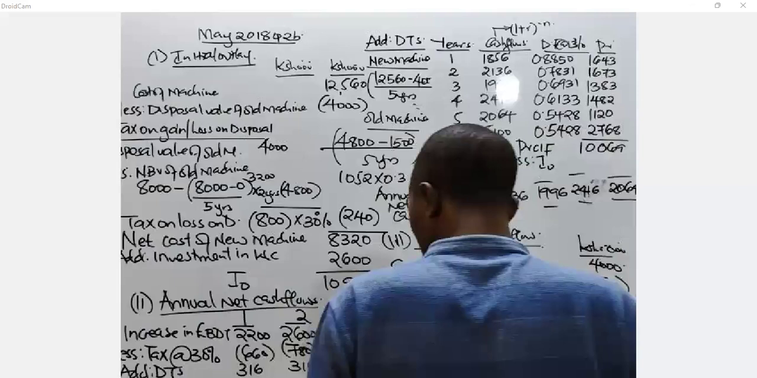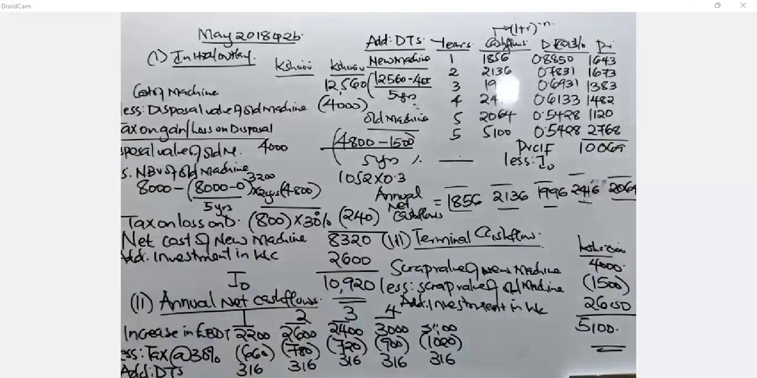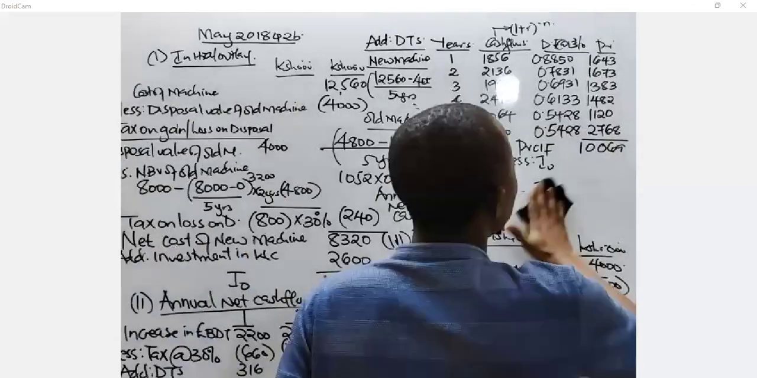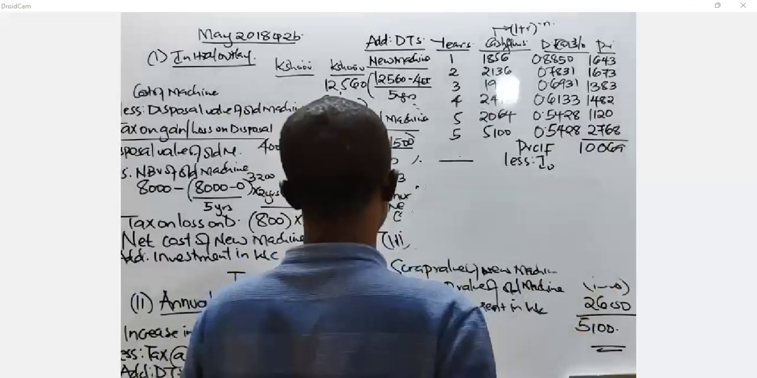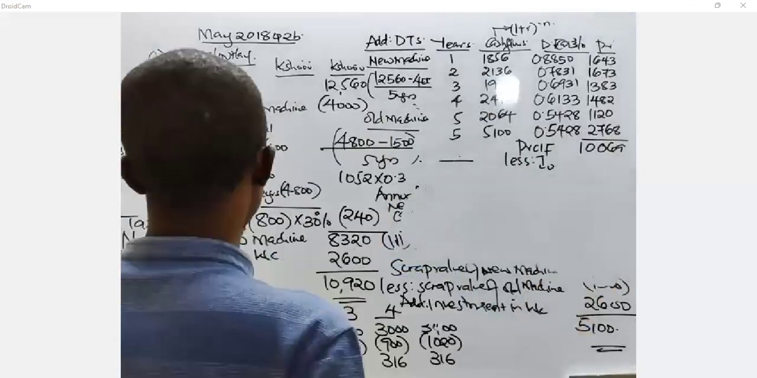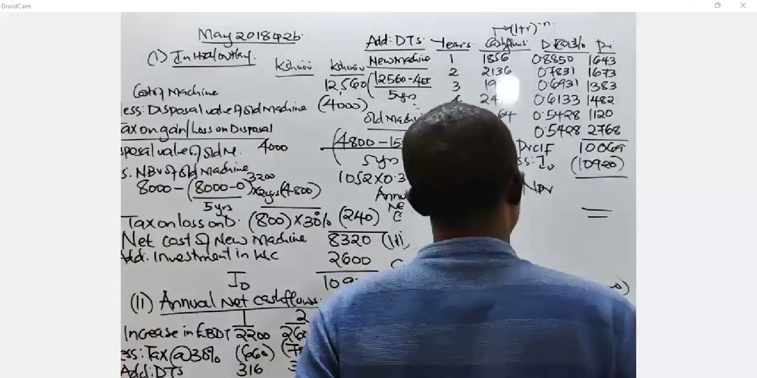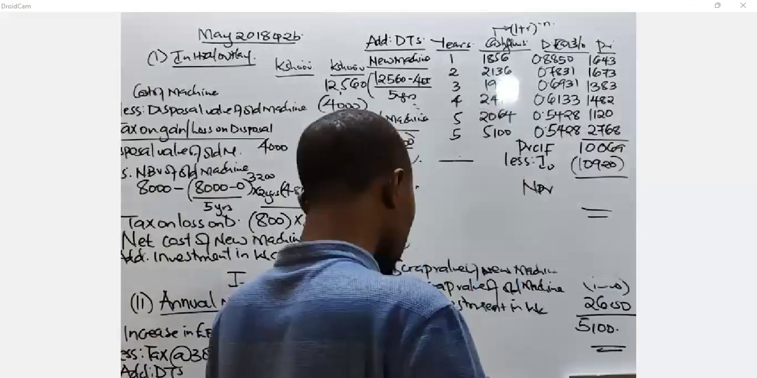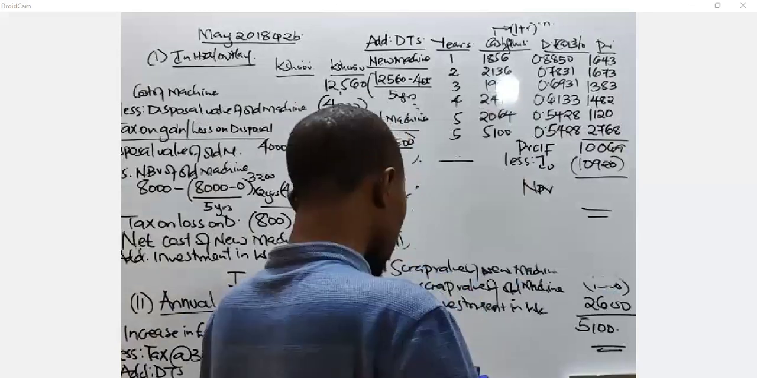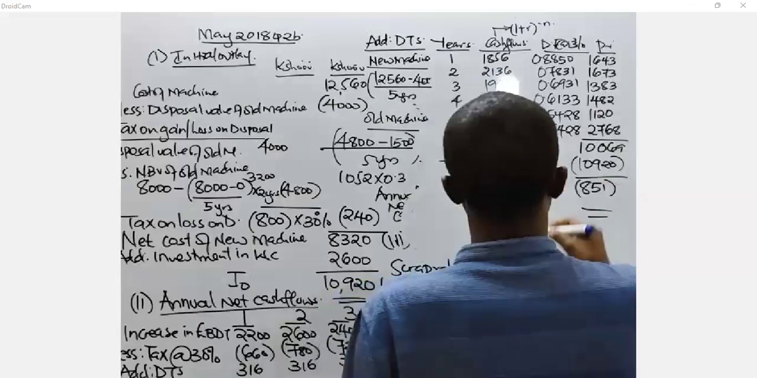How much is our initial cost? We say our initial cost was somewhere 10,920. How much is your NPV? Judy, you can give us the conclusion. What can you advise?